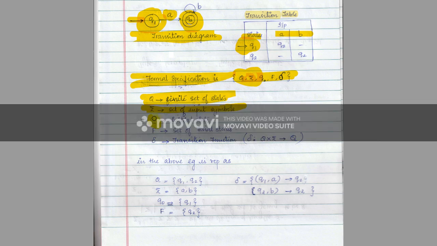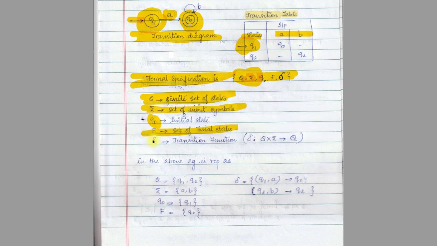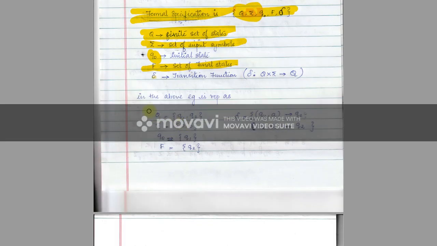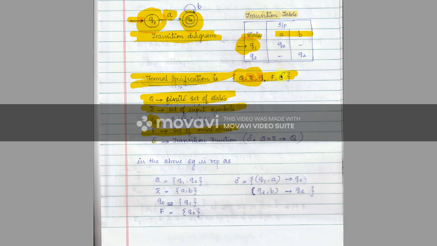And we have Q0, which is the initial state, and F is the final state. And we have the transition function delta. So delta means that with respect to an input symbol, I'll reach a state from a given state. That is the delta function. So we can represent the 5 tuples with the transition diagram, right?